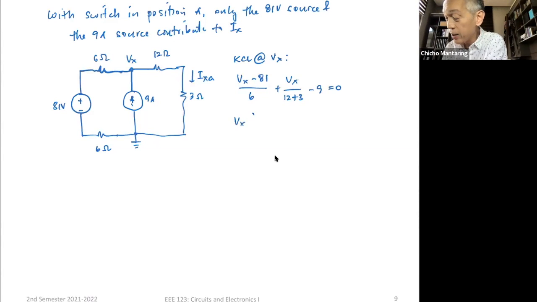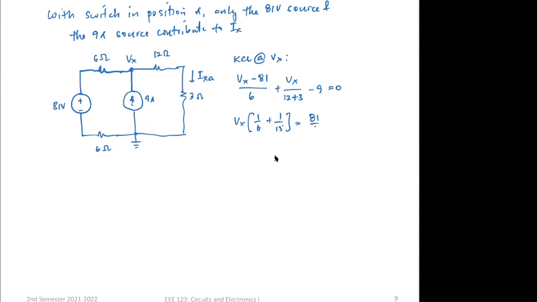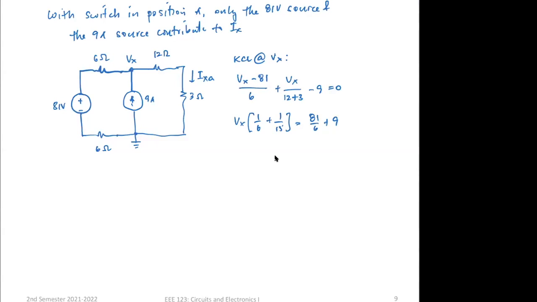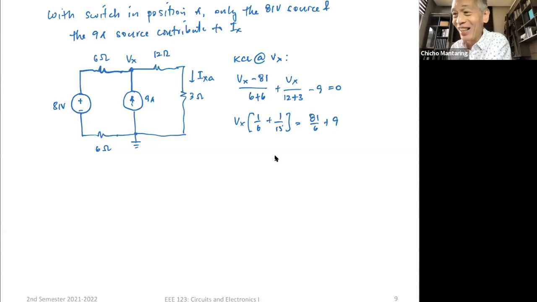No? You have Vx times 1 over 6 plus 1 over 15 is equal to 81. Sir, excuse me po. How about the 6 at the bottom? You're right, yeah. Sorry. Very good. This is plus 6. 6 plus 6. Sorry. Thank you. No, thank you for pointing that out. Very good. No. So what is the current flowing here? Okay. Your Vx minus 81 volts. That would be the total voltage across this resistance and this resistance combined. No? So Vx minus 81 divided by 6 plus 6.